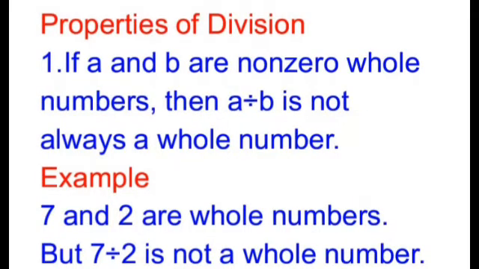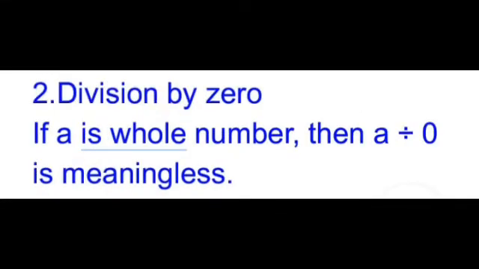Properties of division. If a and b are non-zero whole numbers, then a divided by b is not always a whole number. For example, 7 and 2 are whole numbers, but 7 divided by 2 is not a whole number. Division by 0. If a is a whole number, then a divided by 0 is meaningless because we can't divide any number by 0.